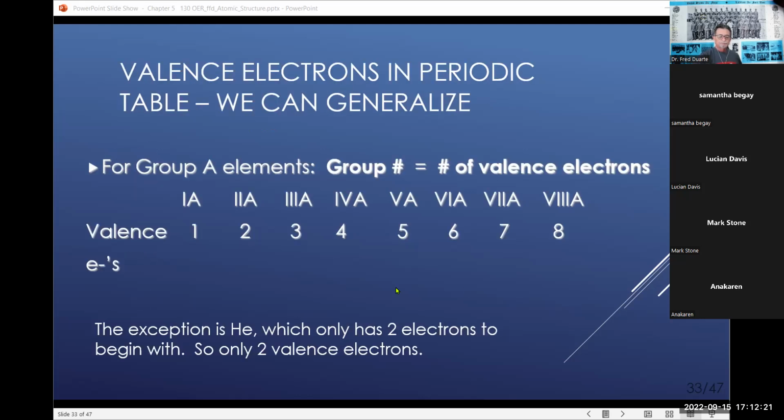And so the number of valence electrons for group 1A is 1, group 2A is 2, group 3A is 3, etc., across the periodic table. Only for the A elements.